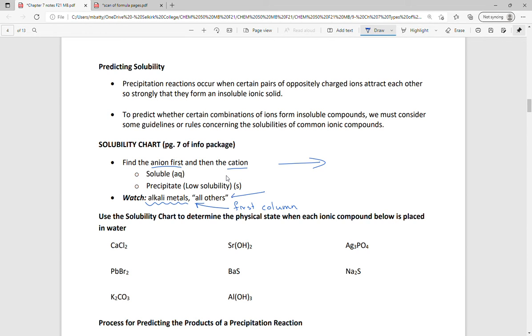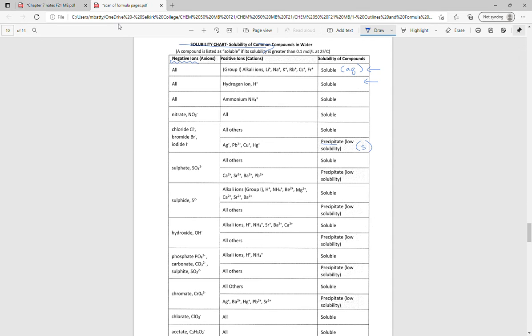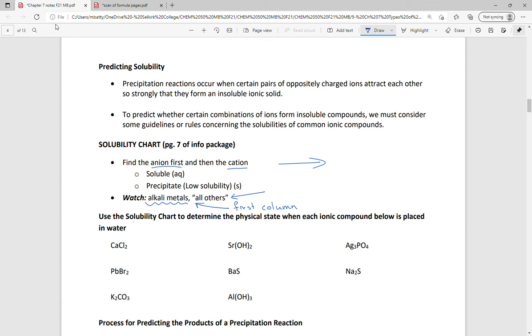The other thing is the "all others" to watch for. And so those are just things to keep your head on straight about when you take a look at this solubility chart. So we're going to use the solubility chart to determine the physical state of each of the ionic compounds below. So we're going to start with calcium chloride.